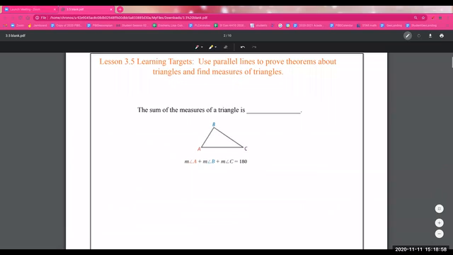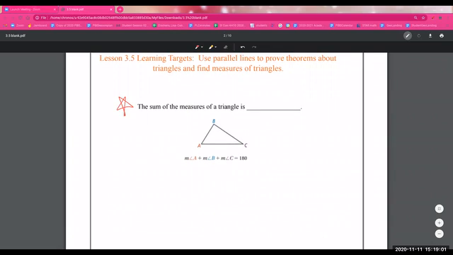This is super important. Put a big old star by this. The sum of the measures of a triangle is 180. So if you add the measure of angle A plus the measure of angle B plus the measure of angle C, they will always add up to 180, no matter what. It doesn't matter how big the triangle is, how small the triangle is, the sum of the measures of a triangle is 180. So remember that. You have to know that.